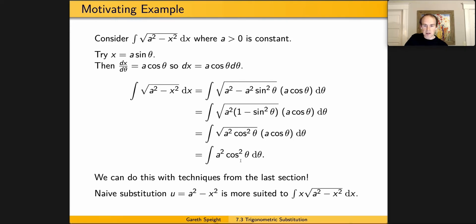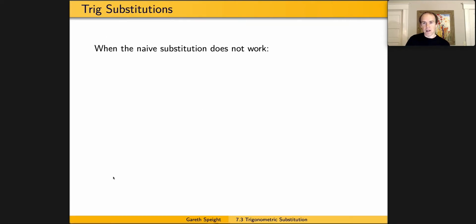Okay, and just to emphasize, you might be tempted to jump in and do u equals a squared minus x squared, but that's not going to work. That would be much better if we had things like x times the square root of a squared minus x squared, because that x term would enable us to change the x dx into du or d theta.